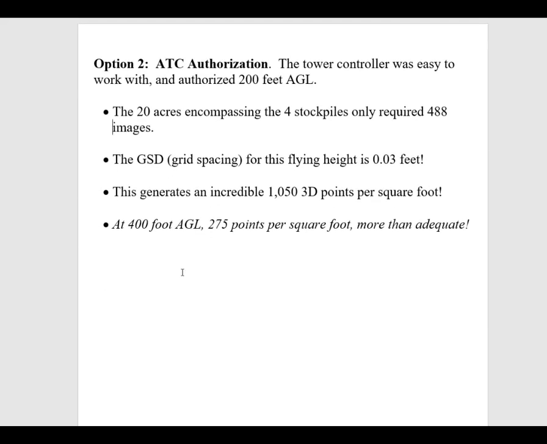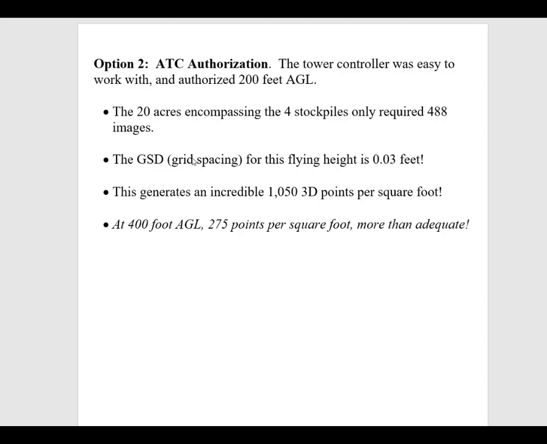Option 2 is to contact the air traffic control. The tower controller was easy to work with, explained what we were doing and using visual observers and everything, and he was real easy to work with. So he authorized that we could fly up to 200 feet AGL. So for the 20 acres, for the 4 stockpiles, that reduced it from 6,500 images to 488, which is doable.